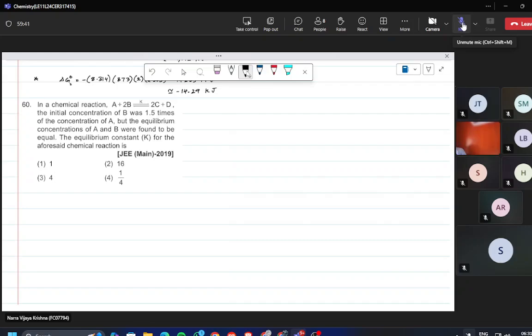Read this question. A plus 2B gives rise to 2C plus D. If the initial concentration of B was 1.5 times the concentration of A, but the equilibrium concentrations of A and B were found to be equal. Easy one. Try, at least try this one. Understand the question and try to do. Done. Super.